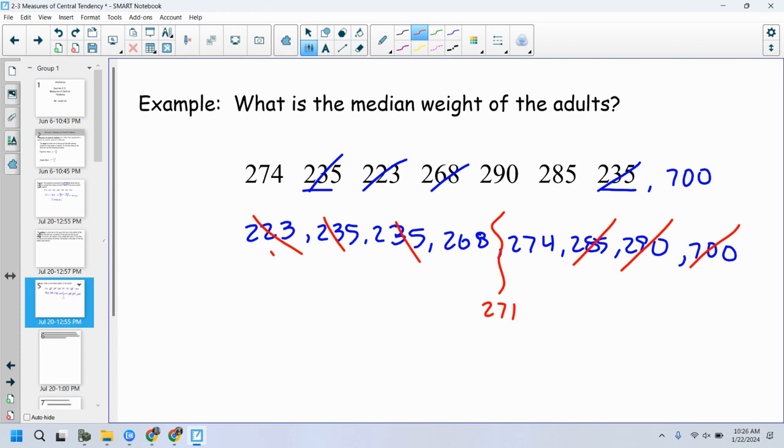So the median before was 268. Now it's only 271. So the median didn't change very much, did it? Even though I added in the 700-pounder, the median didn't change that much. The outlier does not affect the median as much as it does the mean.